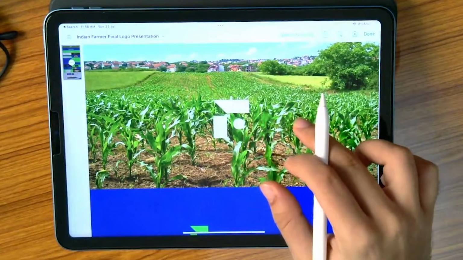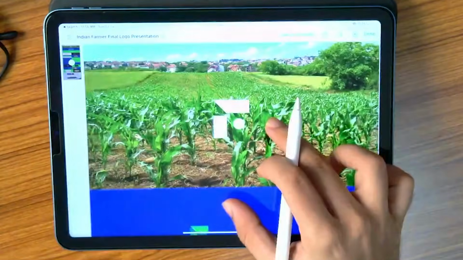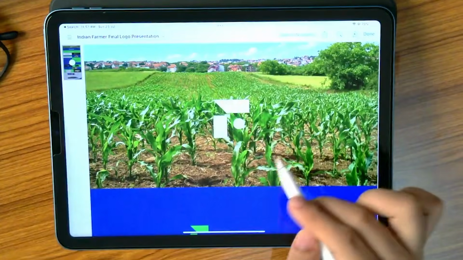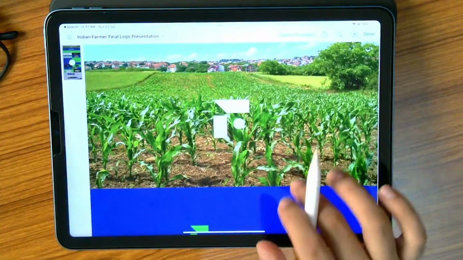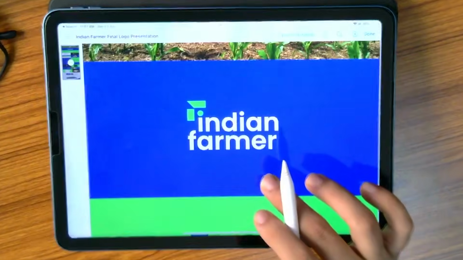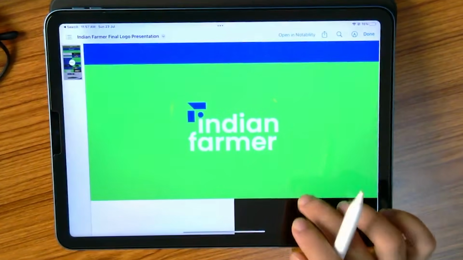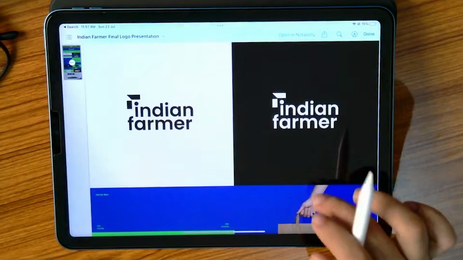So here we have the entire presentation. I hope you can see it. Here is, first, the logo with a background of what the company is about. It's farming, so that is there. Then the logo right here of Indian Farmer, obviously. Then the logo in the secondary color, which is the green. Then the logo in black and white.